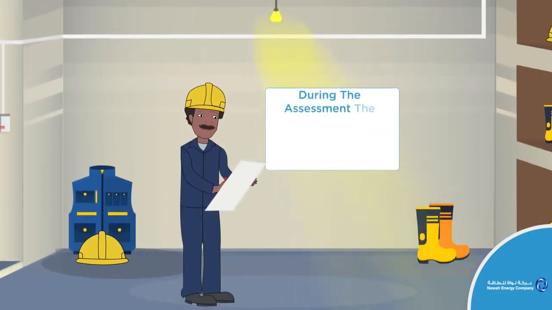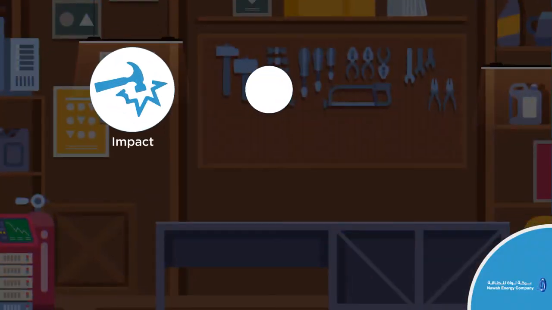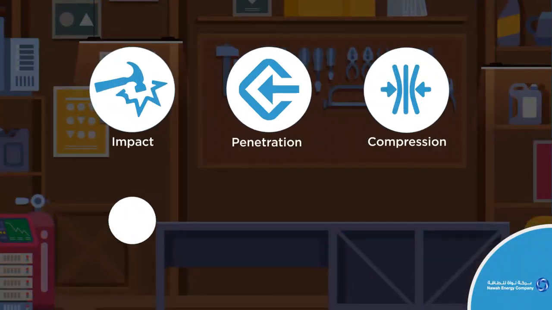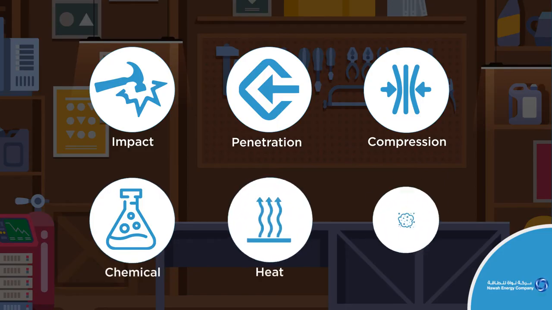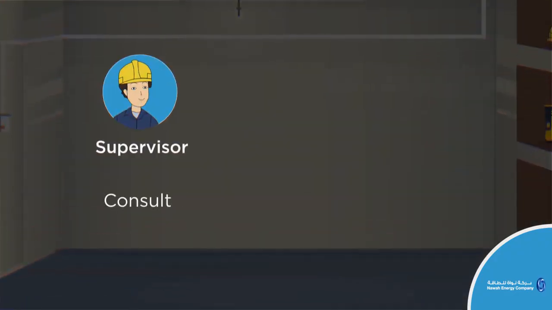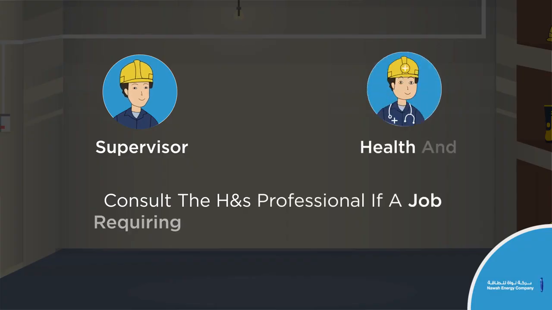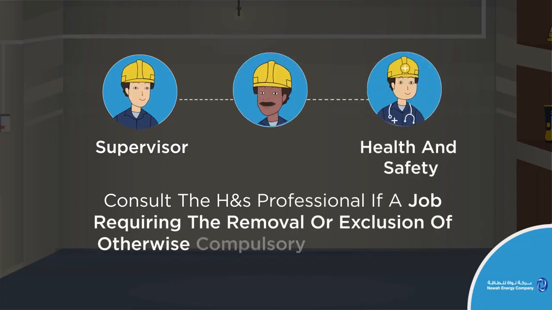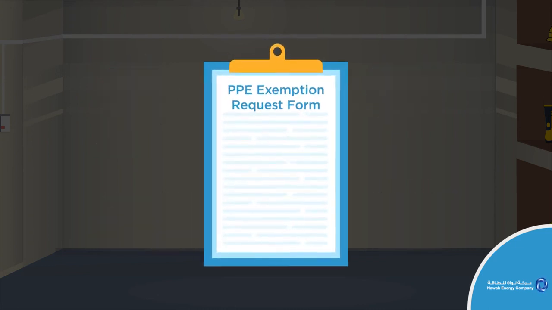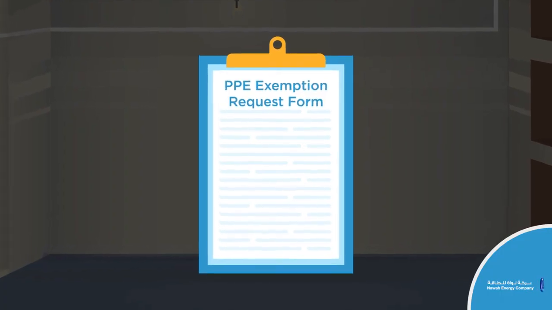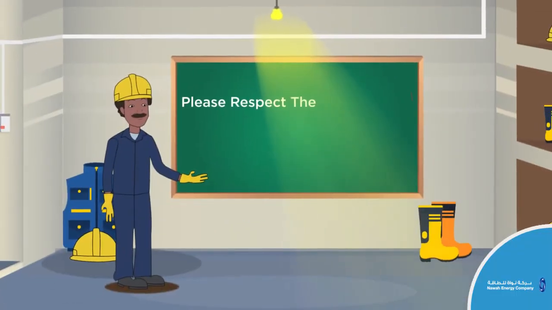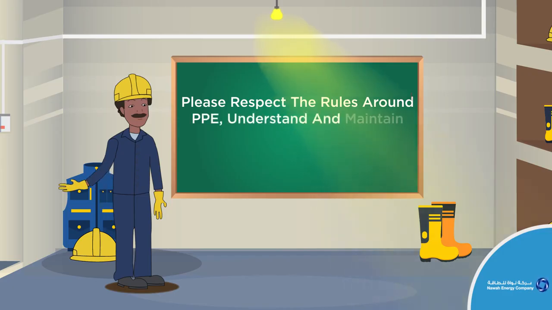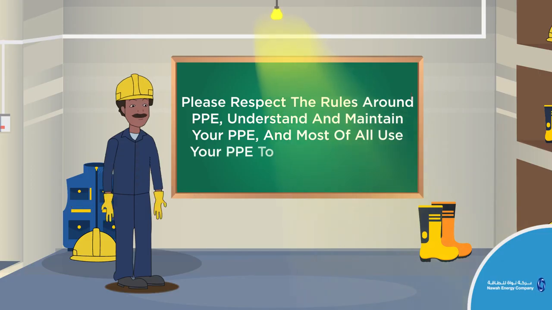During the assessment, the following types of potential hazards should be considered for PPE: impact, penetration, compression, chemical, heat, harmful dust. Consult the H&S professional if a job requiring the removal or exclusion of otherwise compulsory PPE is required. A PPE exemption request form must be completed beforehand. Please respect the rules around PPE. Understand and maintain your PPE. And most of all, use your PPE to ensure your safety.